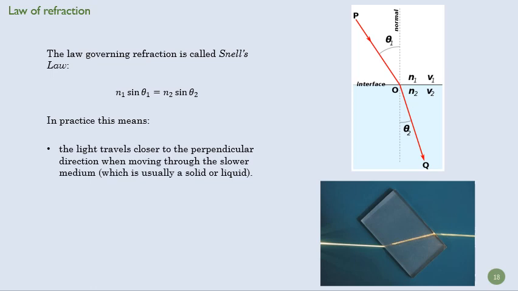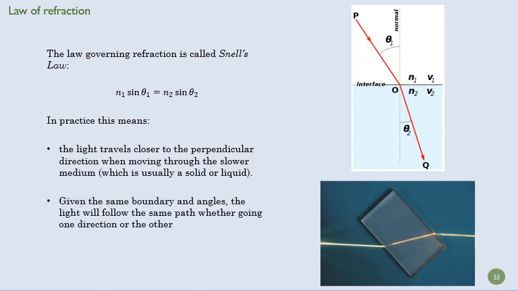Like we said, light travels closer to the perpendicular direction when moving through the slower medium. So it comes in at a shallow angle here and leaves at a steeper angle. It will follow the same path going one direction or the other. So this light could be shining in this way, or it could be shining in that way. Notice that this light here is parallel to this one because the same process is happening here as it did here. Snell's law is going to be the same there as it is there, no matter which direction light is traveling.